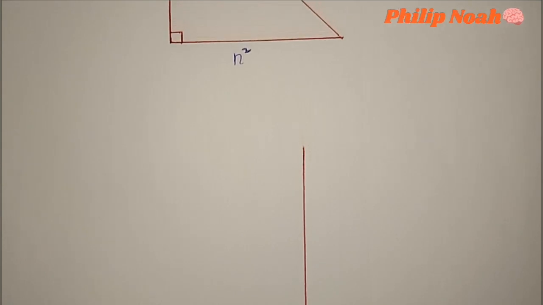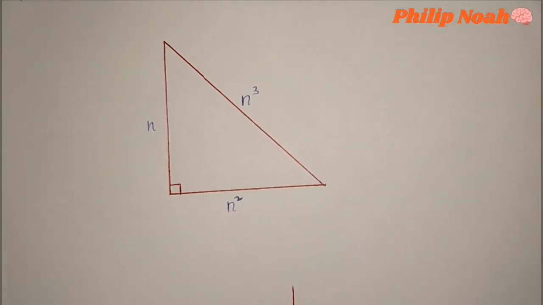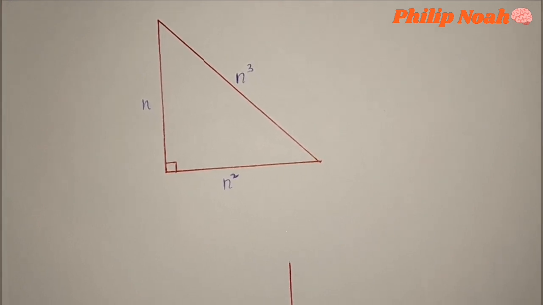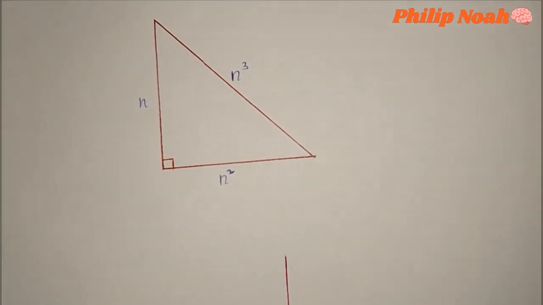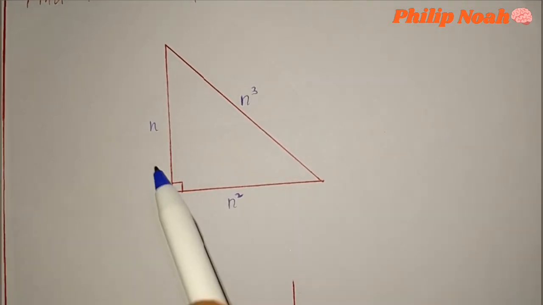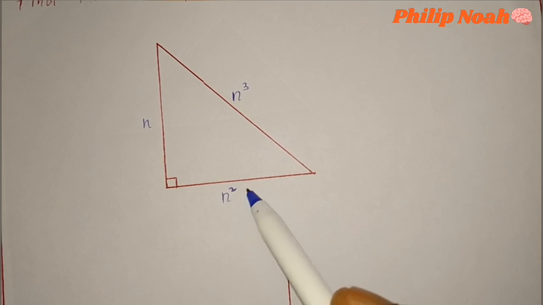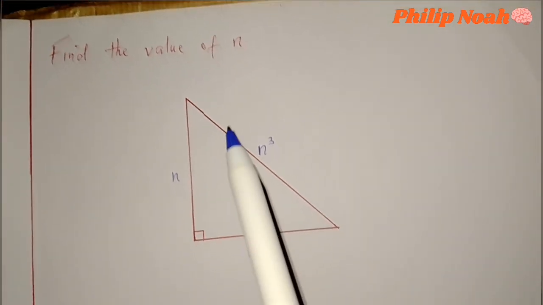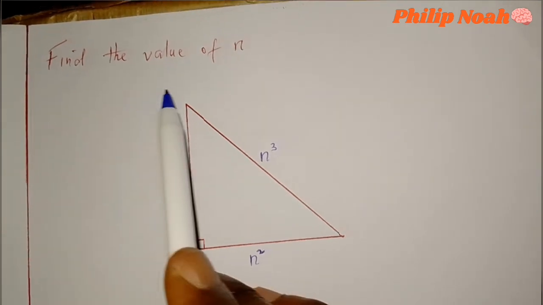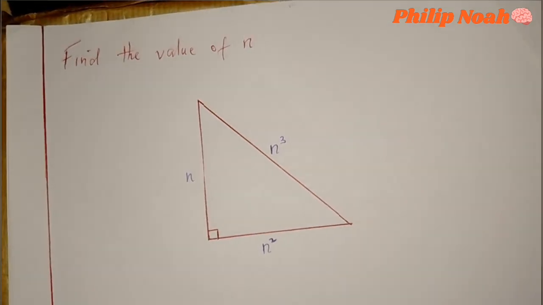This is Filipino explaining. So in this video we are going to solve this amazing geometry problem. We have been given a right angle triangle with the sides n squared and the hypotenuse is n cubed, and we have been asked to find the value of n. Okay, solution.